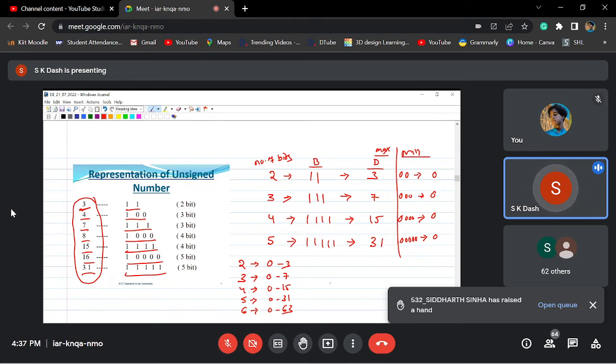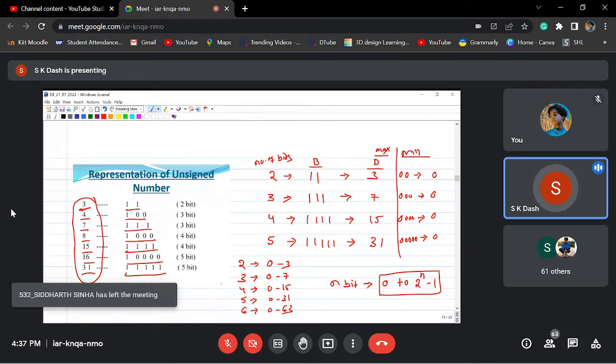So if I write a generalized expression, what can I write? If I use n number of bits, from what to what can I represent? Obviously, it should start with 0. So 0 to what? 0 to 2 to the power n minus 1. So using n bits, I can represent 0 to 2 to the power n minus 1.